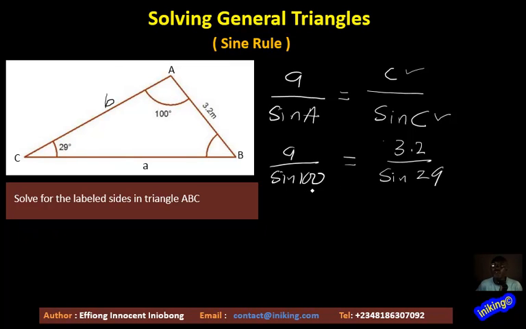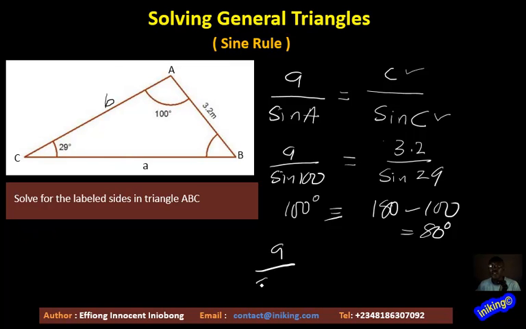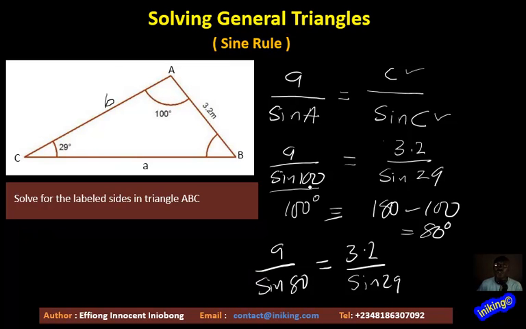Now, if you are using a four-figure table, you may not be able to get sine 100. So you can just quickly do this: 100 is in the second quadrant. So instead of 100 degrees, we can go for 180 minus 100, and that will give us 80 degrees. That means I'll be looking for sine 80. They are equivalent. Sine 80 and sine 100 are equal. So I'll say this is A divided by sine of 80 equal to 3.2 divided by sine of 29. But if you're using your calculator, you can go ahead and just solve with sine 100. There is no problem.